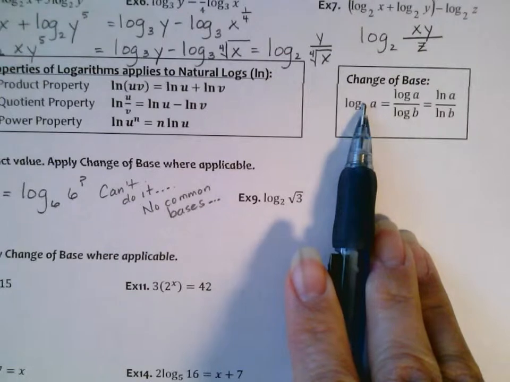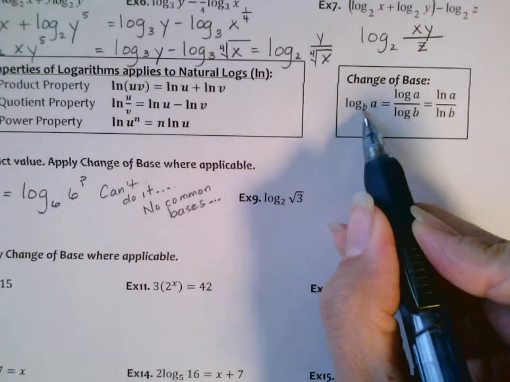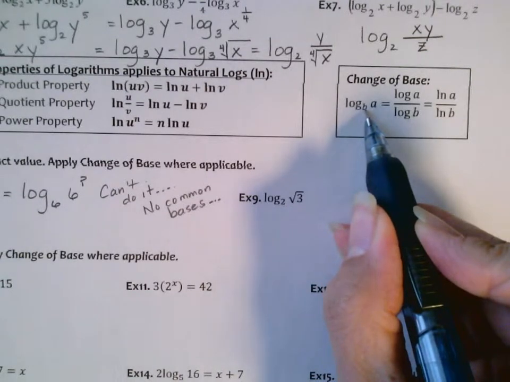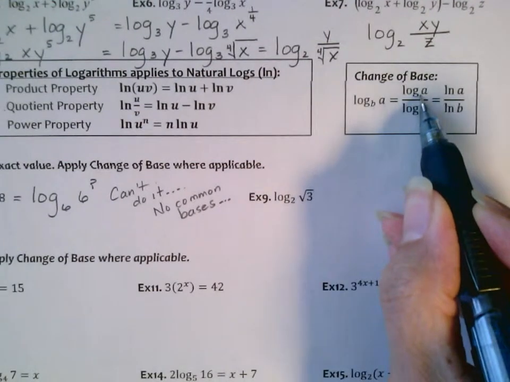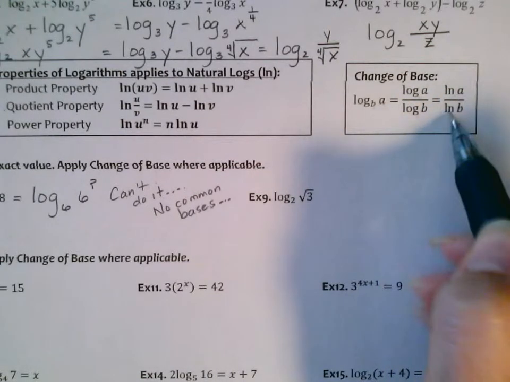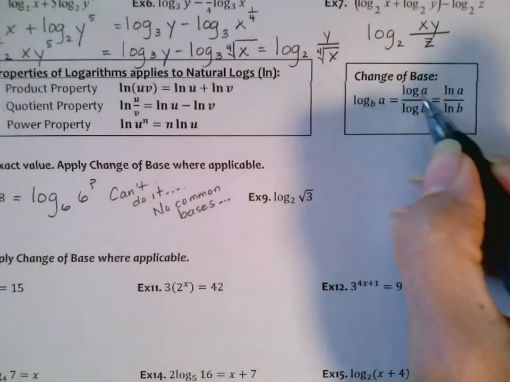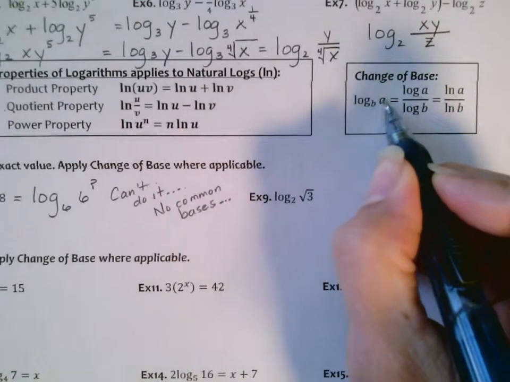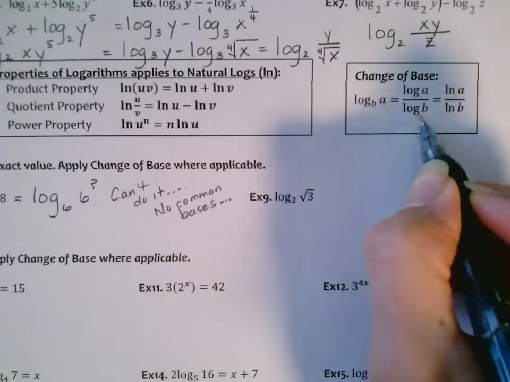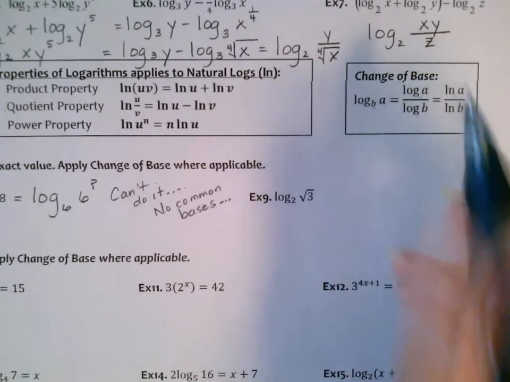They both work. What you're doing is changing the base b, which could be a 5, a 2, an 8, a 9, a 12, and changing it to a 10 or an e. Remember, if it's written in log form without a subscript, it means it's a 10. If it's written as natural log without a subscript, it's an e. So, log base 10 of this number divided by log base 10 of the subscript, which is the base.